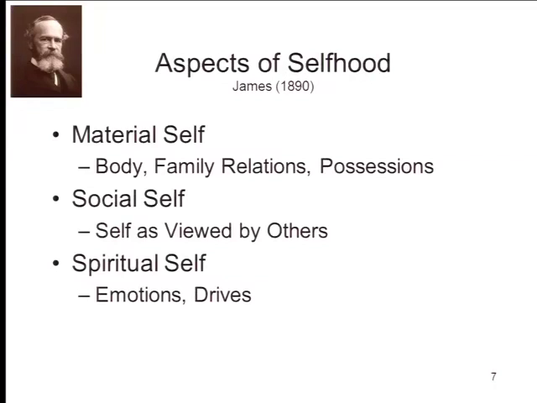By material self, James meant to include all of the material things that belong somehow or are associated with oneself, beginning with one's body, of course, and one's family relations: who your parents are, who your brothers and sisters are, who your children are. But interestingly, also your possessions, the objects you possess, your car nowadays, your horse and buggy back then, your house, your iPad, whatever, are a part of yourself and are kind of an expression of yourself.